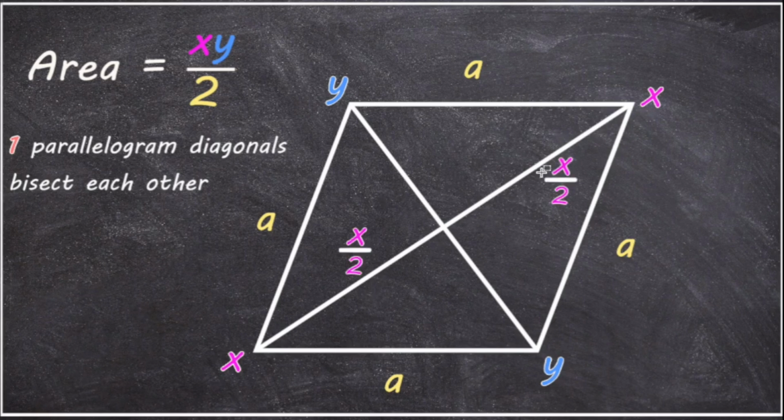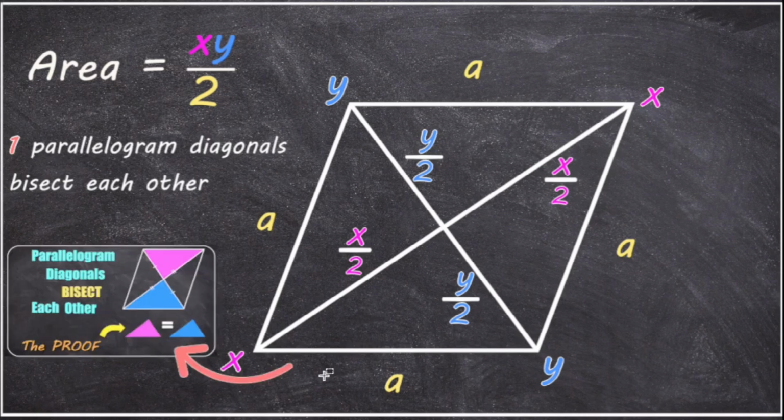Similarly, the x diagonal passes through the midpoint of the y diagonal, resulting in equal lengths of y over 2 either side of the x diagonal. By the way, if you want to know more about why parallelogram diagonals bisect each other, you can check out my previous video where I prove why parallelogram diagonals bisect each other. I've linked to the video in the description and in the comment section.